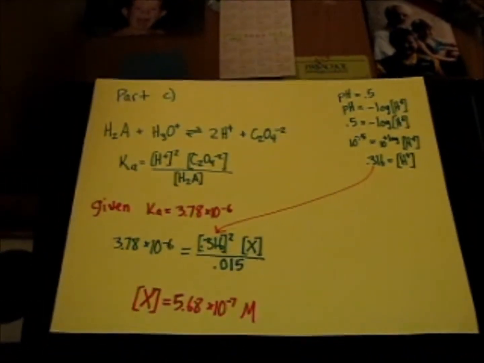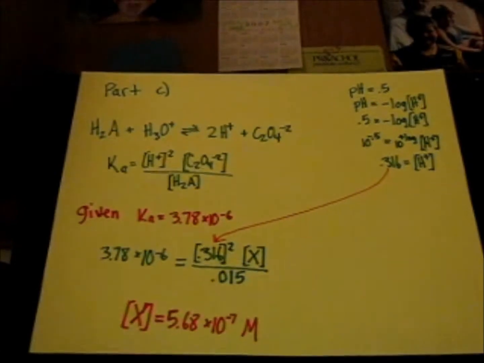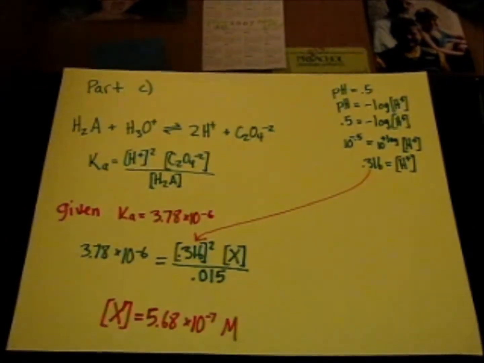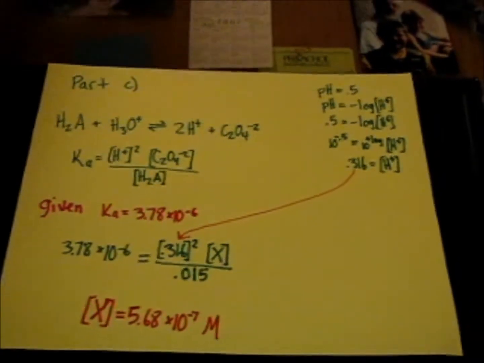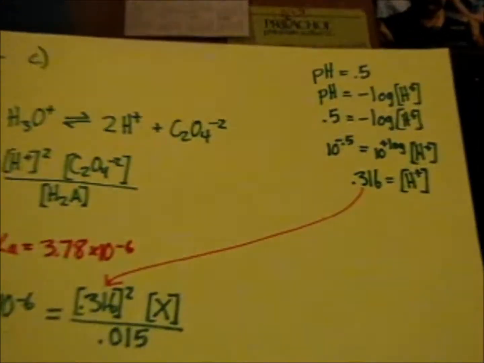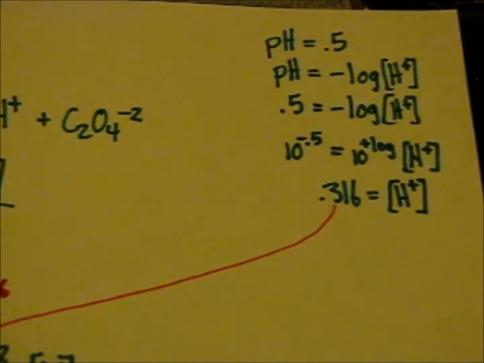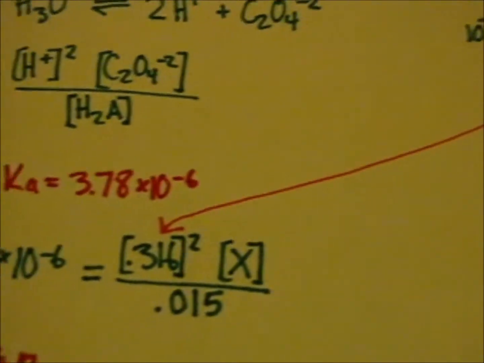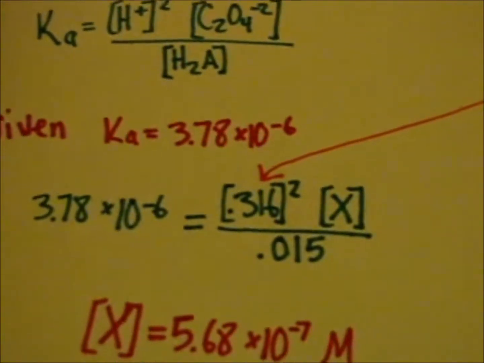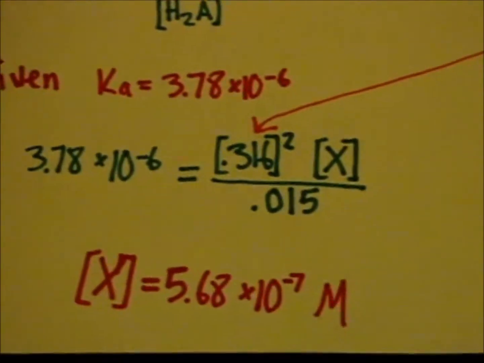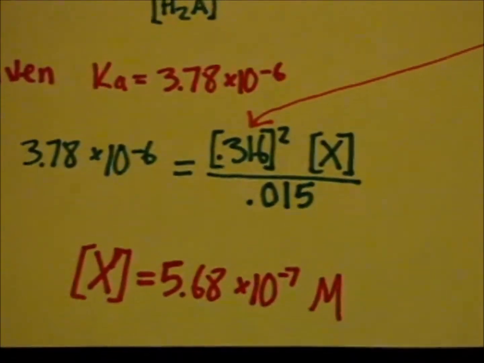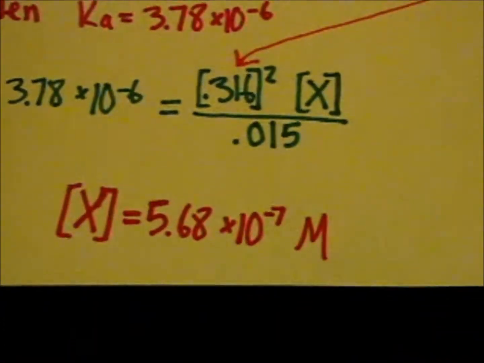Using the pH equal to 0.5 and taking the anti-log of the negative 0.5, the concentration of H+ is determined to be 0.316. Plugging that in for the H+ concentration and squaring it will allow you to solve for x. The x represents the concentration of the C2O4 negative 2. That value is equal to 5.68 times 10 to the negative 7 molarity.